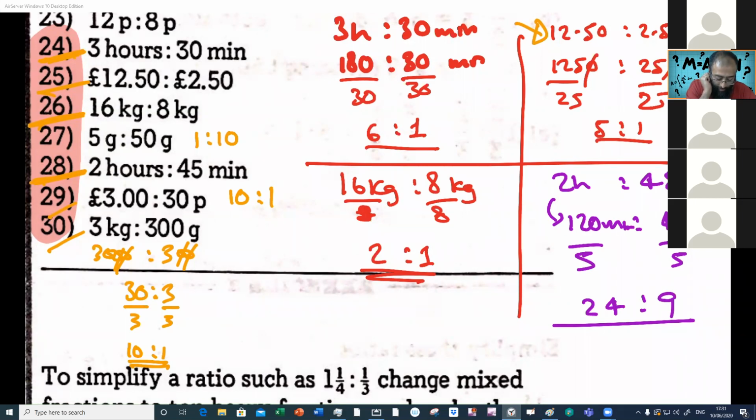So 2 hours is 120, plus 45 minutes is 165. Divided by 5, then you divide that by 3. That gives you 8:3. Yeah, so we have a more simplified version. Thank you for that, Mr. Idris. Jazakallah khair. Well done.